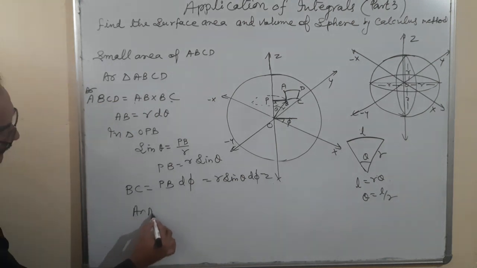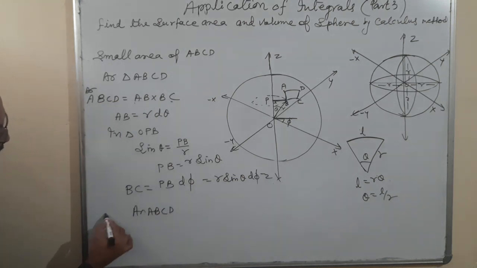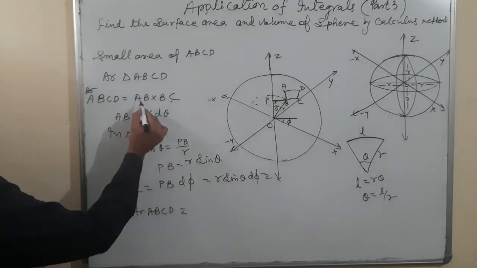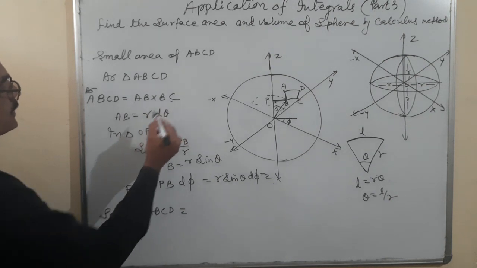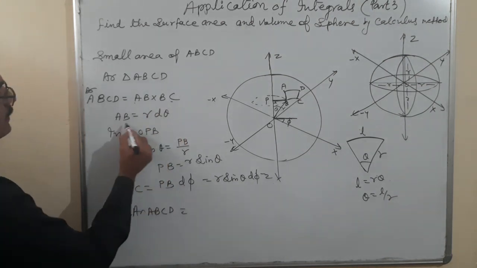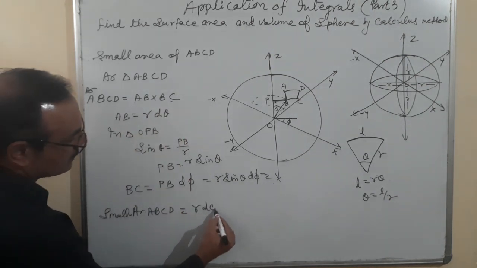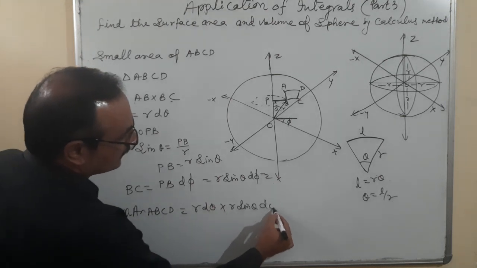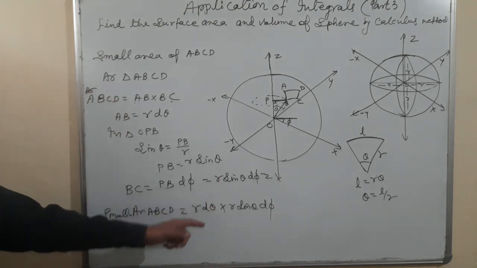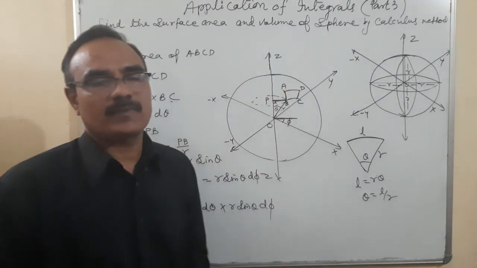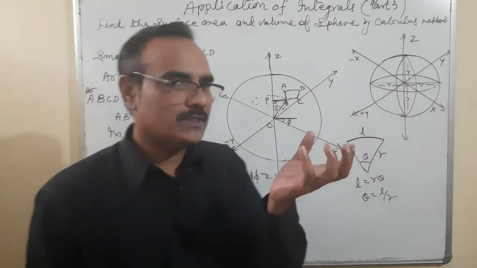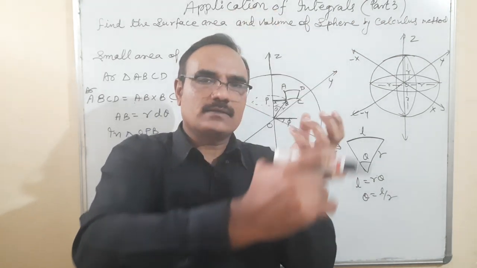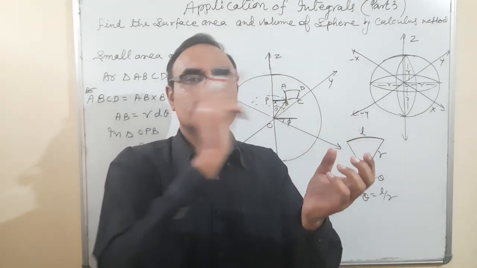Area of ABCD, a small area of ABCD, is equal to AB into BC. What is AB? R d theta multiplied by R sine theta d phi. Okay, that is the area of this portion. And you can see one thing: one is, this is rotating. Second, that portion is rotating.